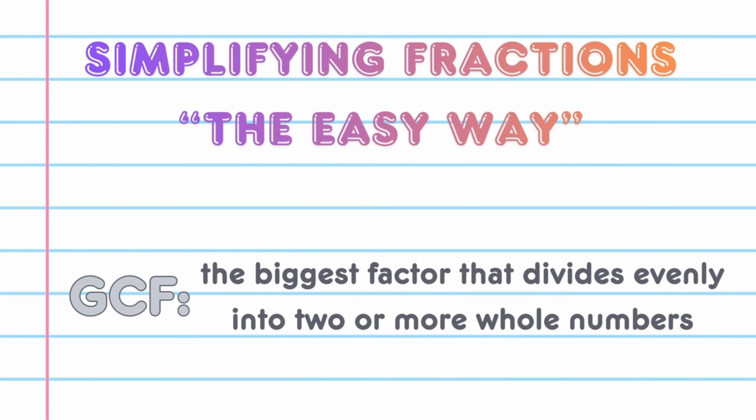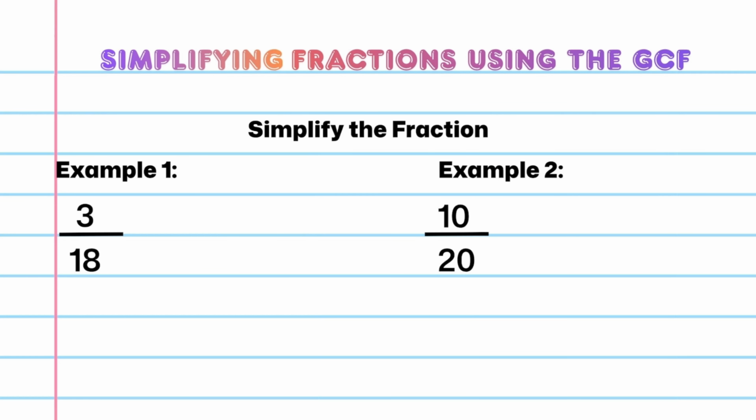Let's look at our first example. Example 1, 3 over 18. The first thing I'm going to do is identify my GCF. How do I identify my GCF? I'm going to list the factors of 3 and the factors of 18. The factors of 3 are 1 times 3, and because 3 is prime, that's the only factor. Now I'm going to list the factors of 18. I have 1 times 18, 2 times 9, and 3 times 6.